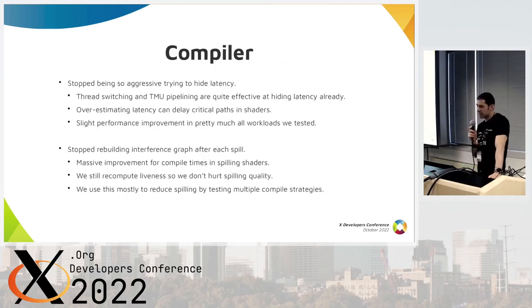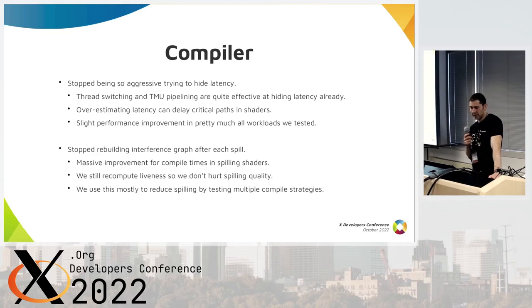We've also been doing some work on the compiler. One is funny: we spent quite some time in the past trying to aggressively hide latency from memory accesses from shaders, so sampling, UBOs, whatever, because this is usually a bottleneck. We have been doing this at various levels: scheduling in NIR, then our own IR after NIR, and when we emit the assembly, we also try to do that.